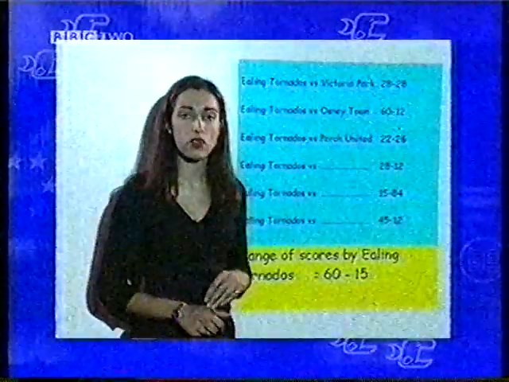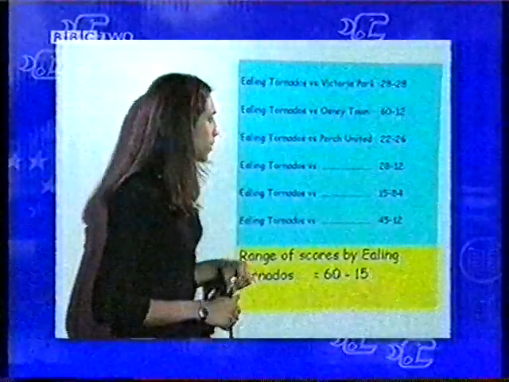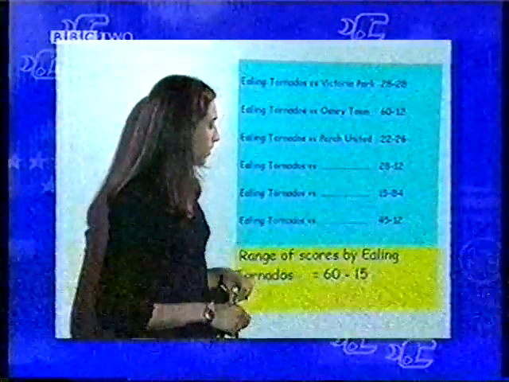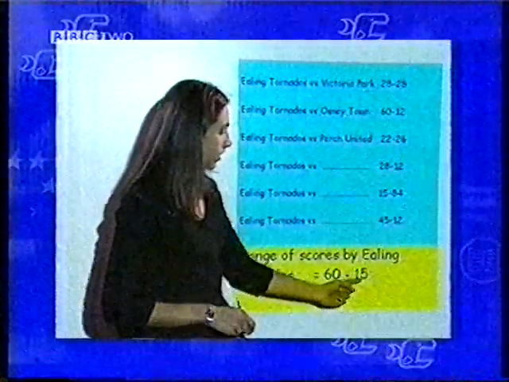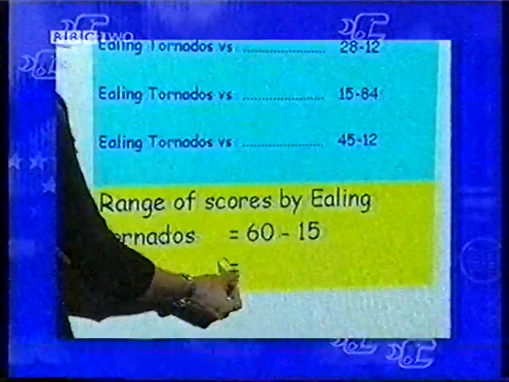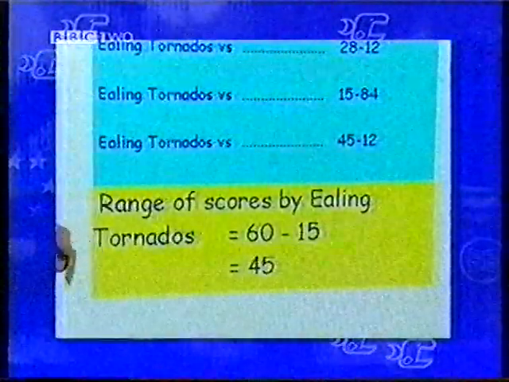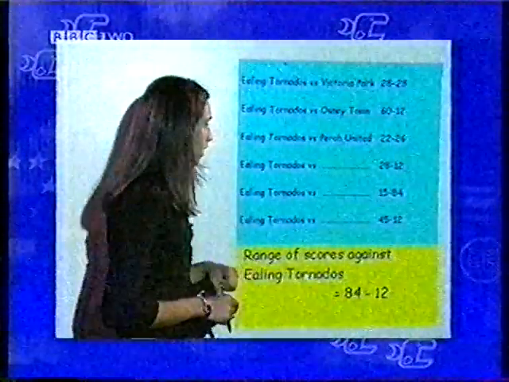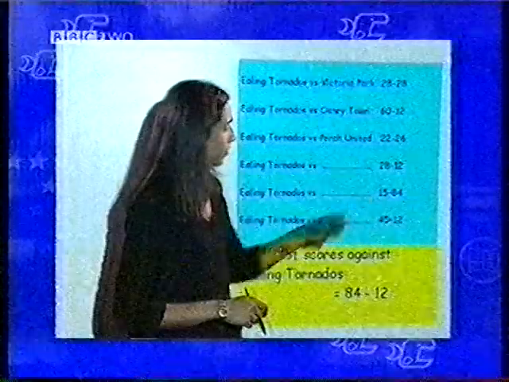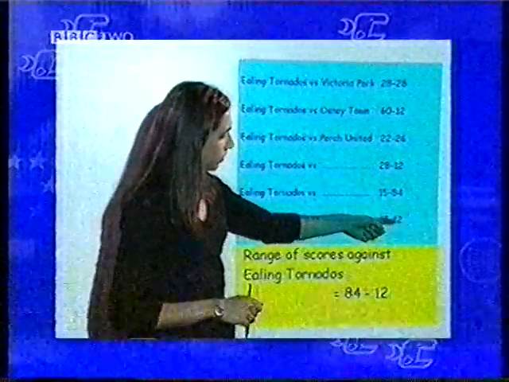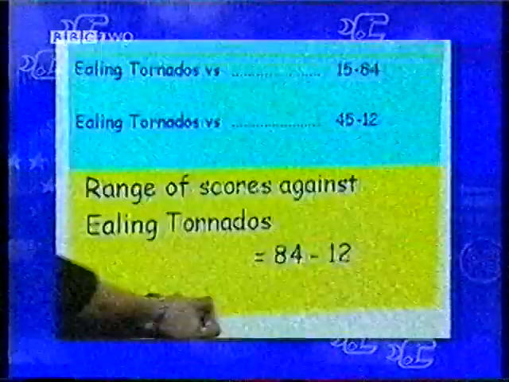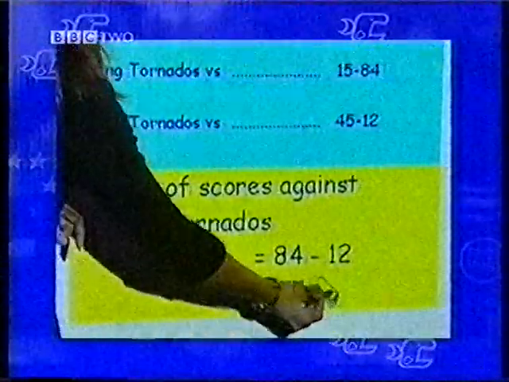So let's look at the range of scores for the Ealing Tornadoes. We can see that their highest score was 60 and that their lowest score was 15. So the range is 60 subtract 15, which equals 45. Now let's look at the range of scores for the opponents of the Ealing Tornadoes. Their highest score was 84 and their lowest score was 12. So the range is 84 subtract 12, which equals 72.